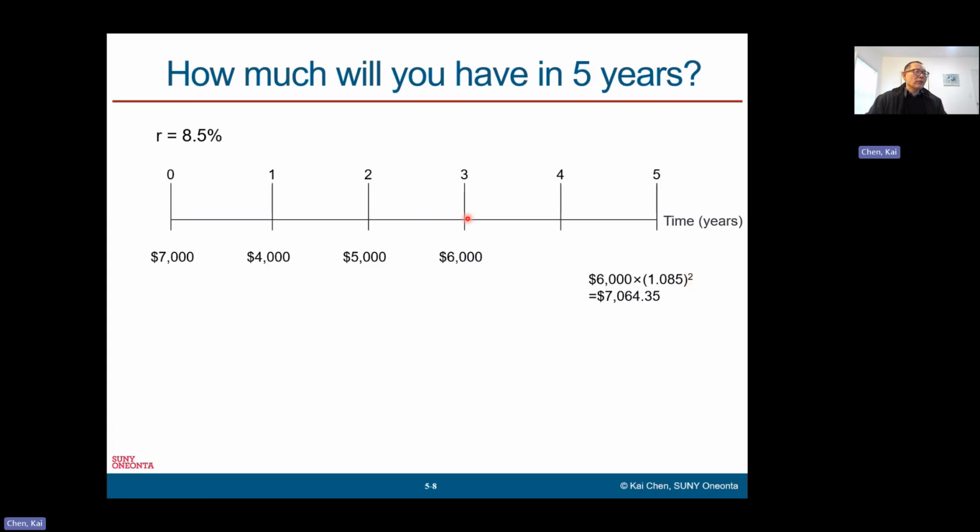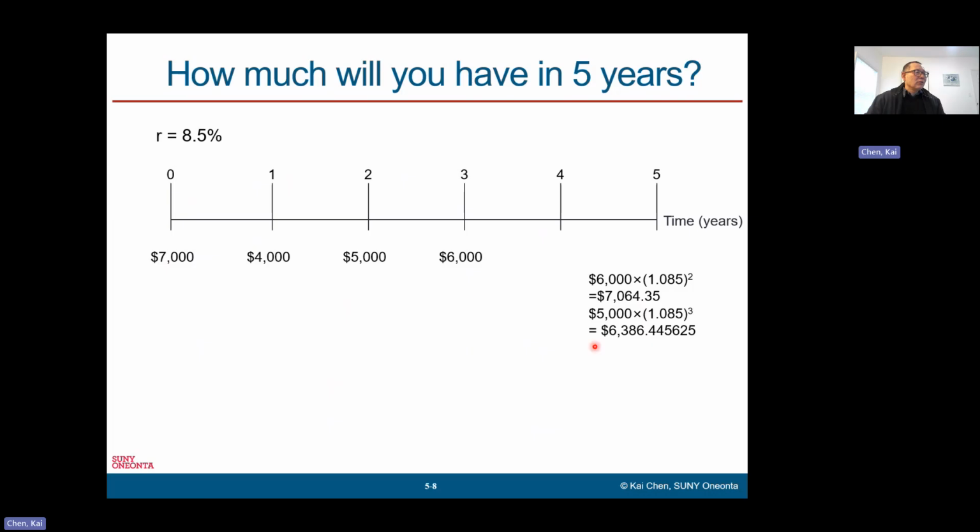Because let's look at the investment process of this single cash flow. It begins at this point and ends at this point. There are 2 years, so the power is 2. You can use a financial calculator or the formula, and you get the same result, that is $7,084.35. That is the future value of $6,000.